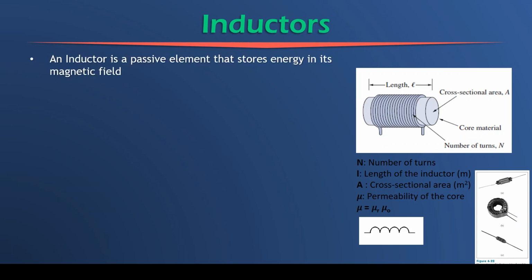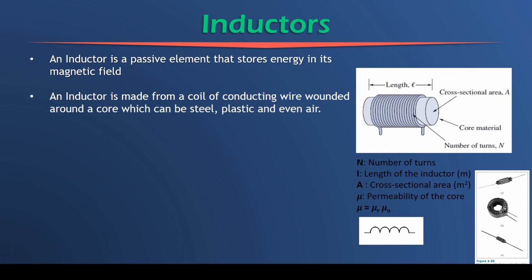What is an inductor? An inductor is a passive element that stores energy in its magnetic field. It's made from a coil of conducting wire wound around a core, and the core, which you see in the picture here, can be steel, plastic, or even air. An inductor will have no typical polarity, and the symbol of the inductor will be L.